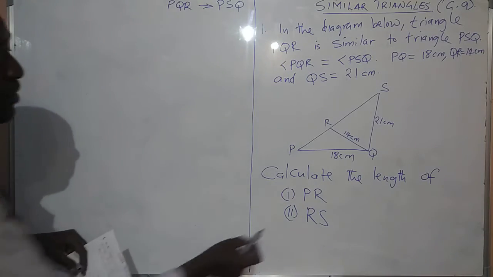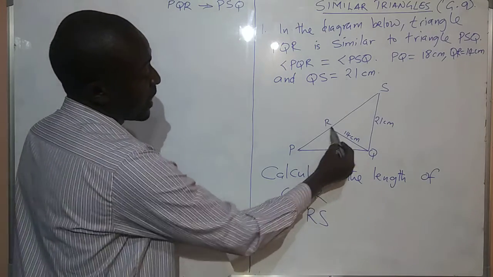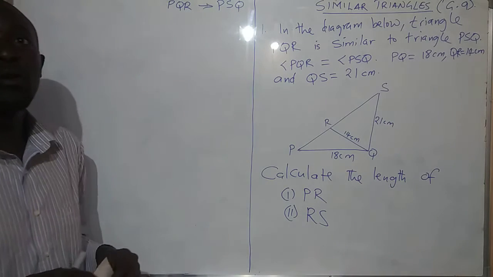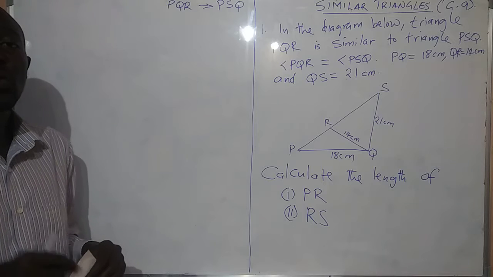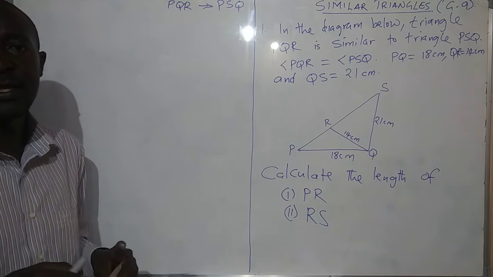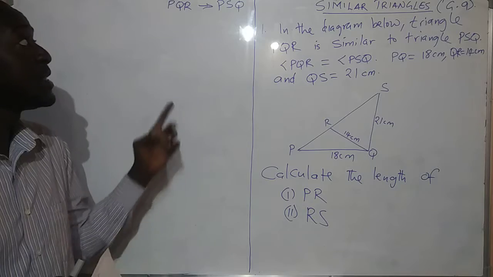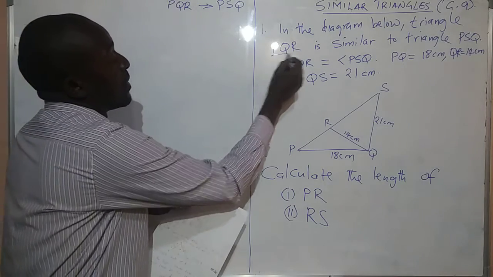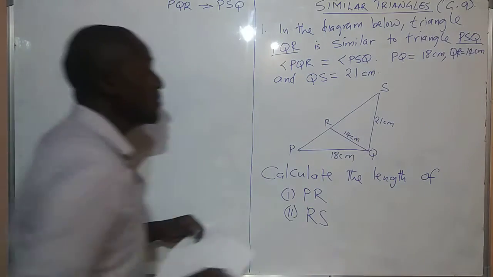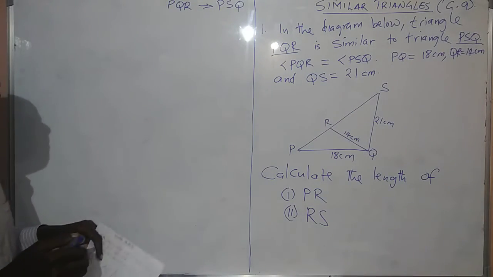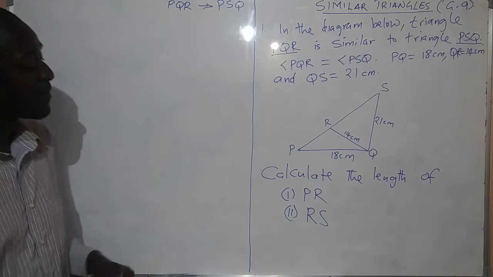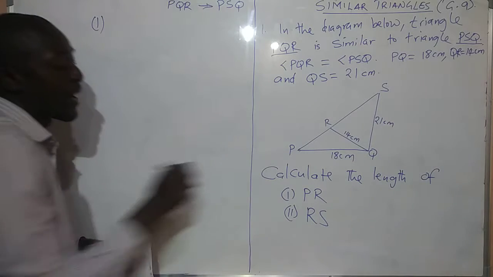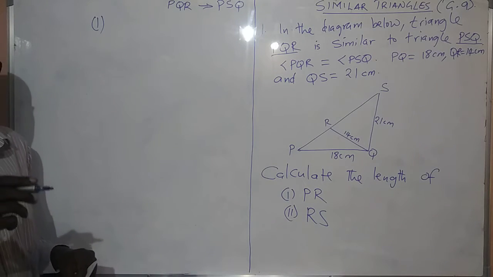Calculate the length of PR. So the first thing that we do when we are calculating with similar triangles is to identify the corresponding sides. We identify the corresponding sides by looking at the letters that we are given on the two triangles. So let's look at the first question, which says find PR. Here is how we are going to write down the ratios.